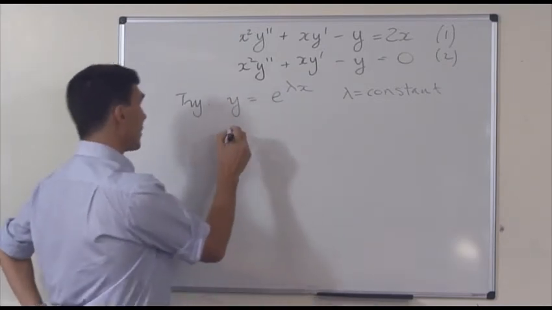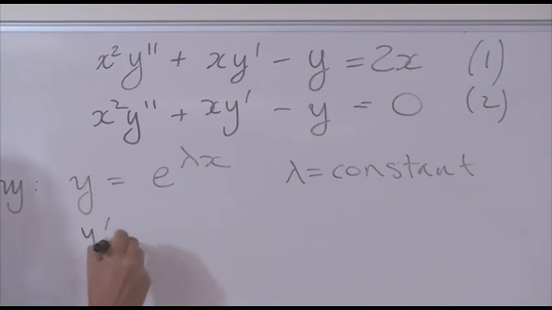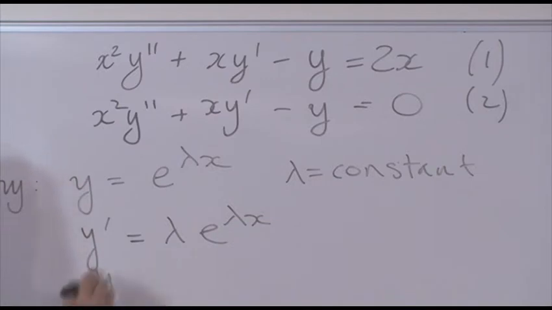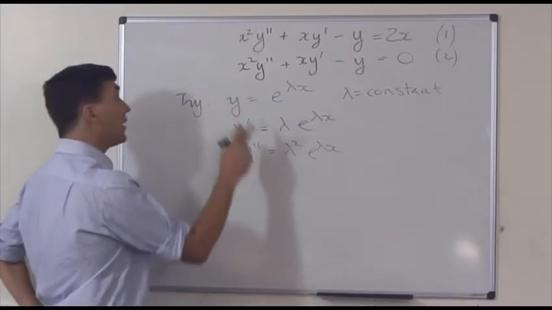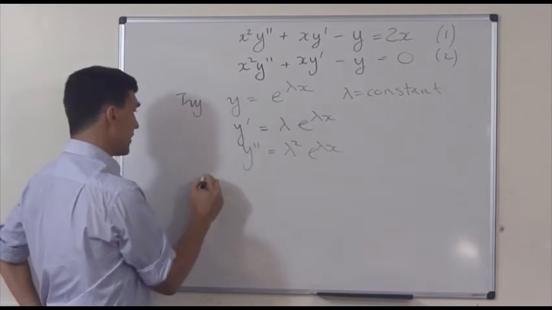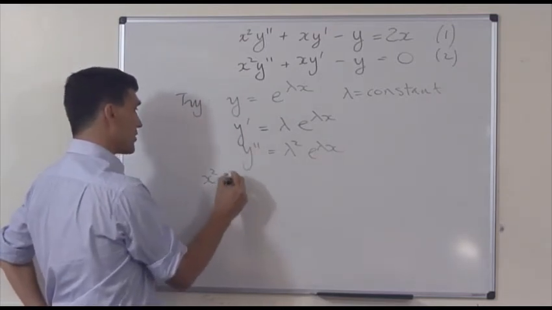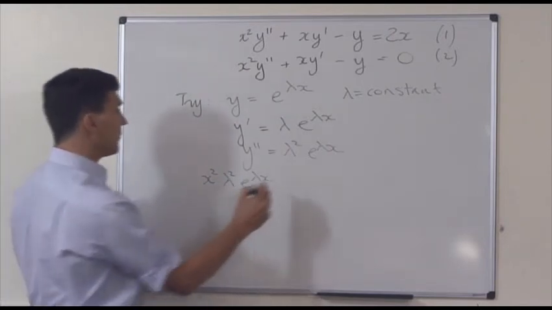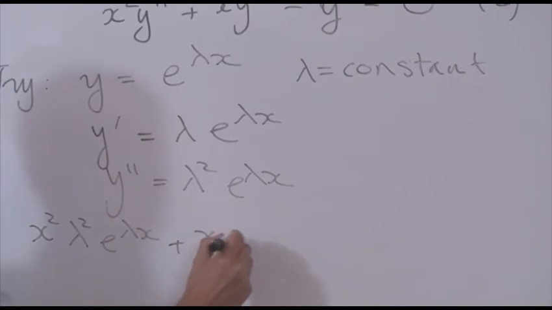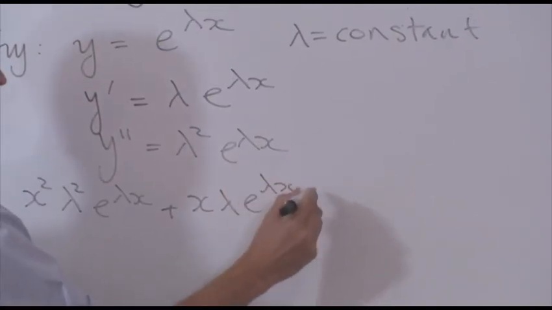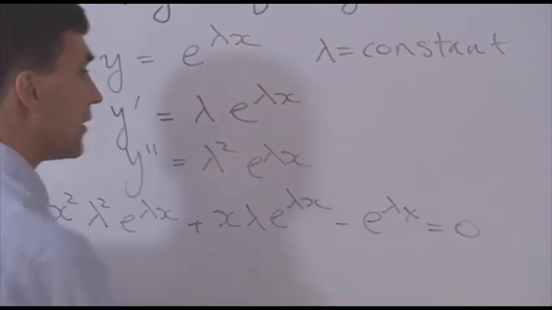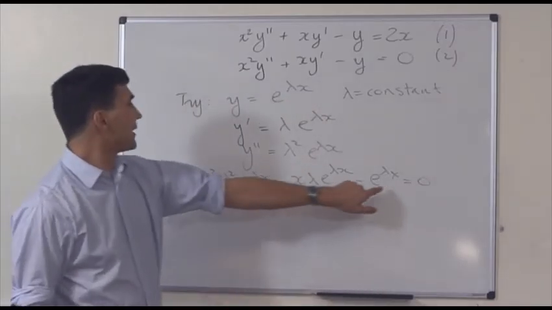So, to do that, we need to differentiate. We get y prime is lambda e to the lambda x, and y double prime is lambda squared e to the lambda x. We put these into that equation, and we get x squared times lambda squared e to the lambda x, that's our y double prime, plus x times lambda e to the lambda x, that's our y prime, and then minus e to the lambda x, that's our y, equals 0.